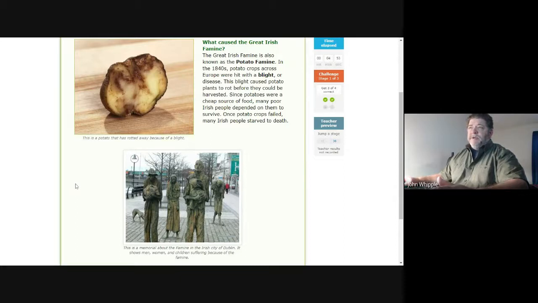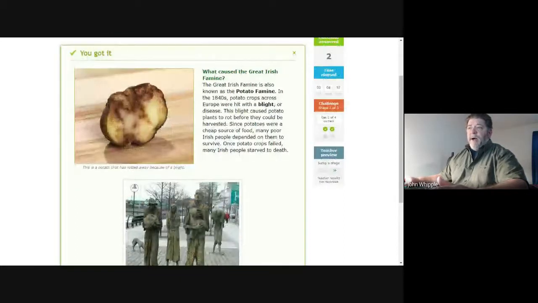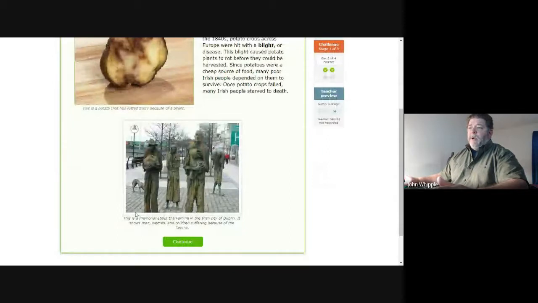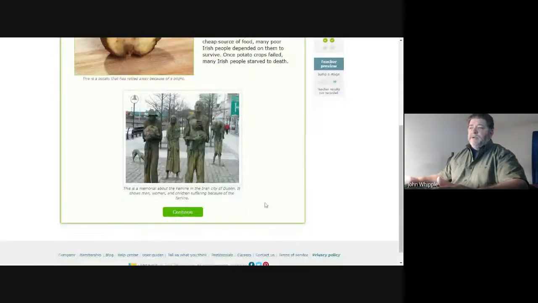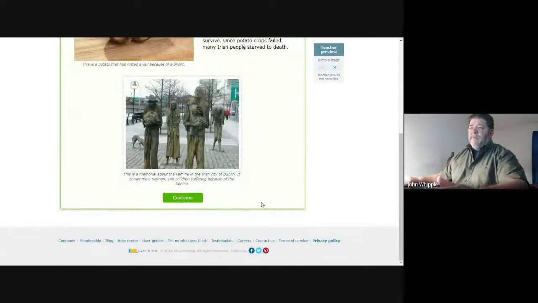It shows a picture here of the potato with the rot and a memorial about the famine in the Irish city of Dublin. It shows men, women, and children suffering because of the famine.